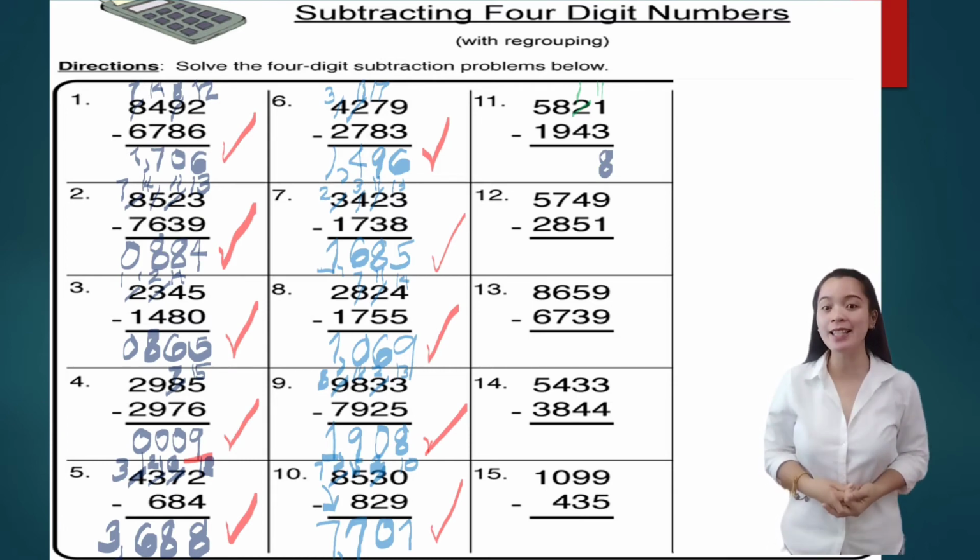1 minus 4 cannot be again. So let's borrow from 8. 8 becomes 7 and 1 becomes what? Good job, 11. So 11 minus 4 is equal to 7. Okay? And 7 minus 9 cannot be. So let's borrow from 5. 5 becomes 4. So 7 becomes what? Okay, 17. So 17 minus 9 is equal to 8. 4 minus 1 equals 3.